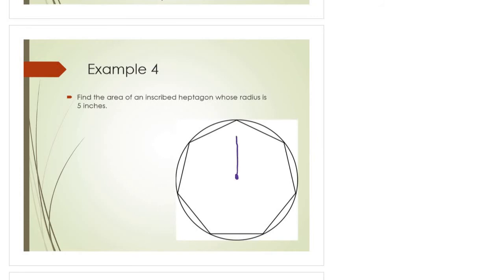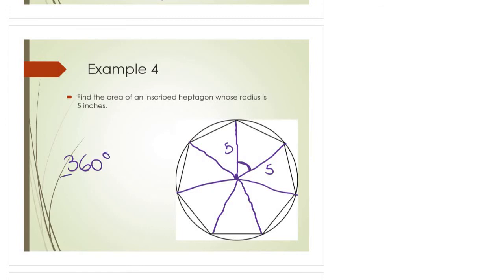So if I were to draw this, that's 5. That's 5, and I could keep going all the way around. There we go. So all the radii are 5. And so these are all going to be the same triangle. And the angle in between the two sides, since it's a circle all the way around, would be 360 divided by the number of triangles, which is the same as the number of sides. And that comes out to approximately 51.4 degrees.